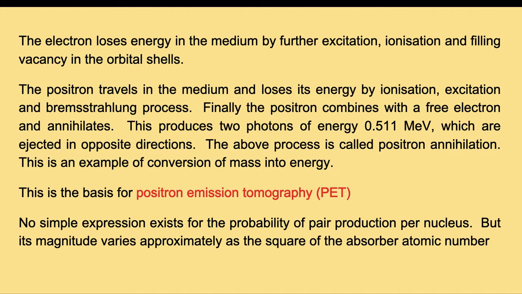So, when matter and antimatter come together, you have the phenomenon, or the process, of annihilation. That means electron plus positron will give you 2 gamma, and those gamma are normally emitted in opposite directions, and these things we have already discussed. And this produces 2 photons of energy 0.511 MeV, which are ejected in opposite directions.